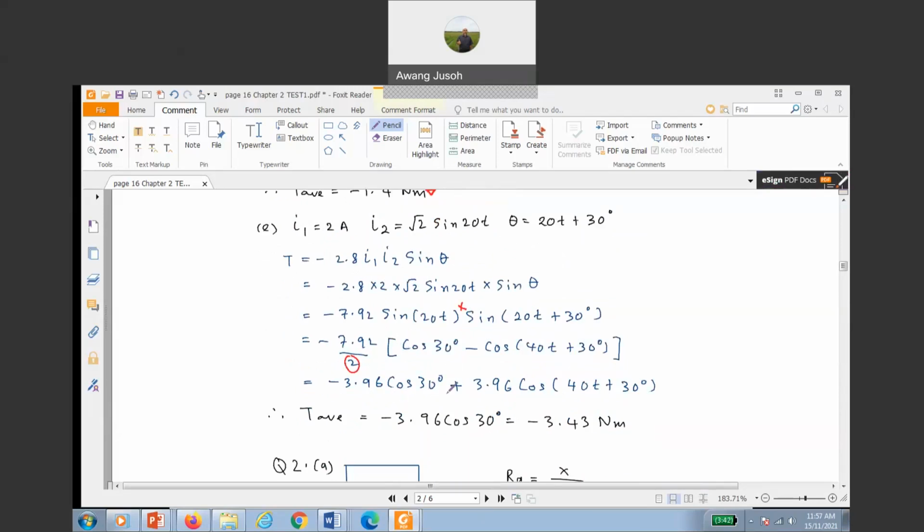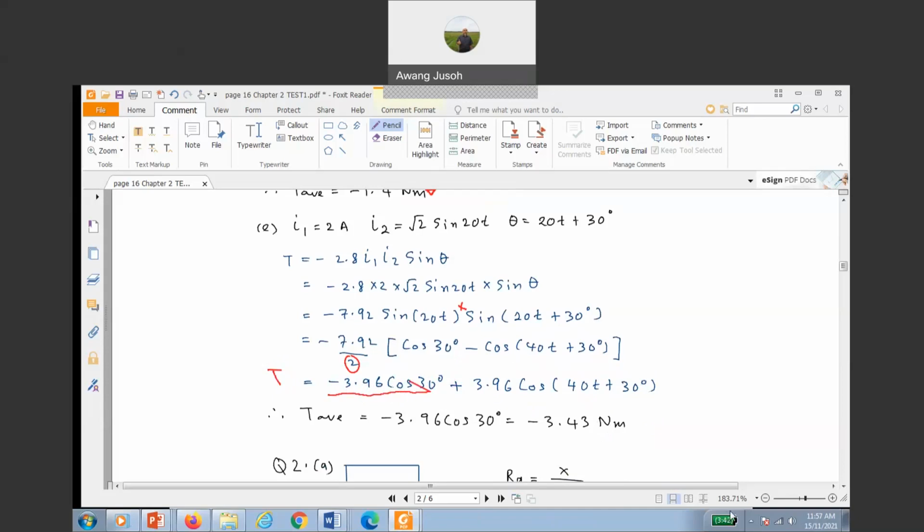So based on this equation, we found the torque equation for the instantaneous torque, and based on this one, you can find the average torque, which is given by this one. So this current produces an average torque of negative 3.43.